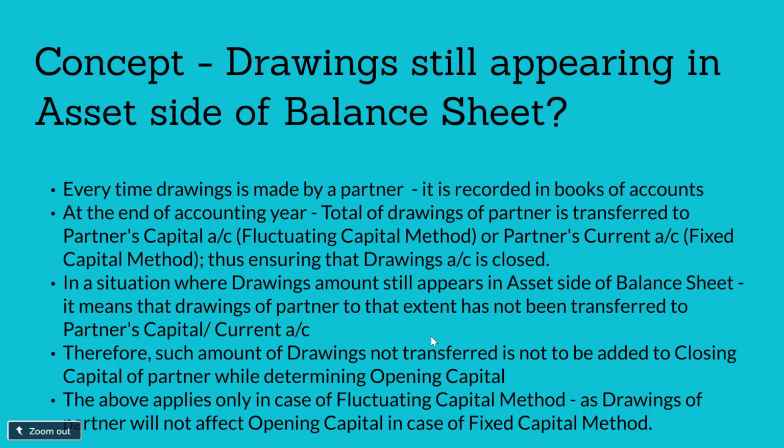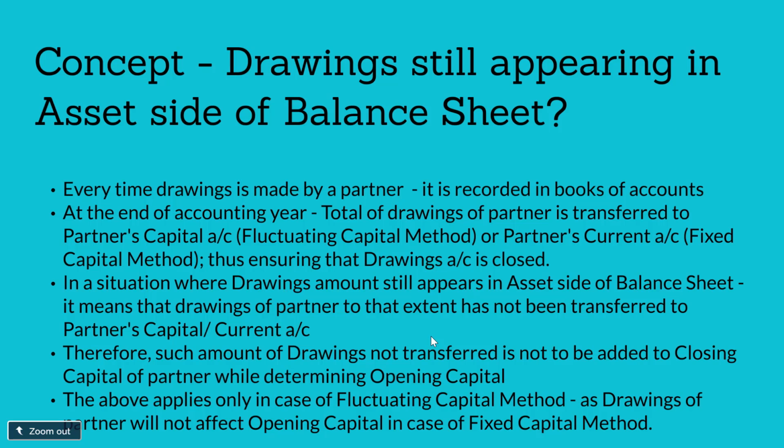So ideally the journal entry, in the case of the fluctuating capital method, to close the drawings account will be partner's capital account debit to partner's drawings account. In the case of the fixed capital method, the journal entry to close the drawings account will be partner's current account debit to partner's drawings account. So this will ensure that the drawings account is transferred to the partner's capital or current account and thereby closed.